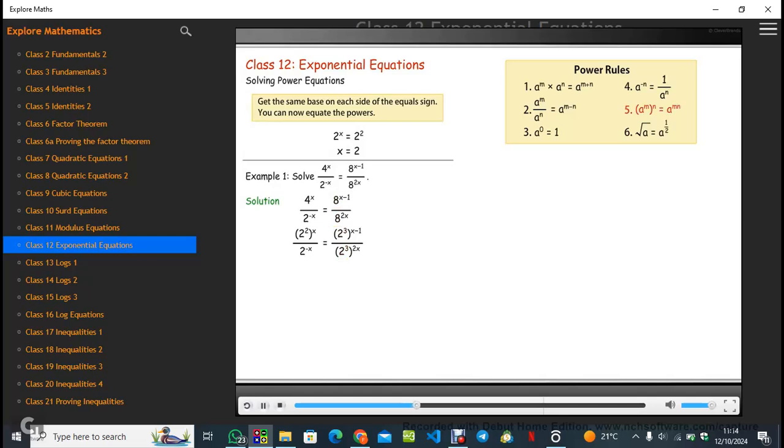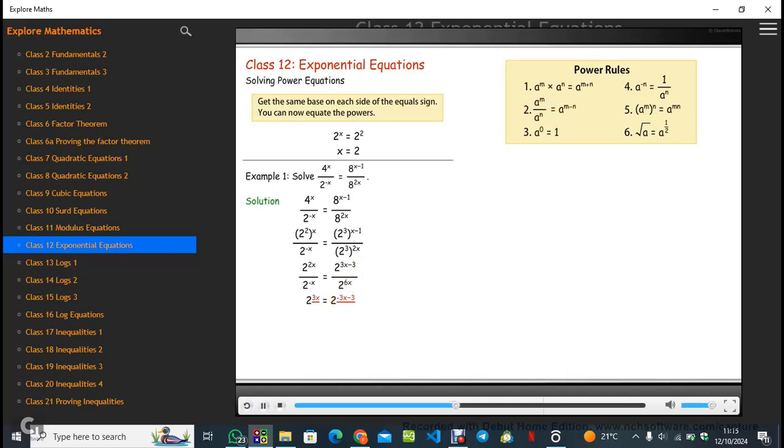Use power rule number 5 to get rid of the brackets. Multiply the powers together. Tidy up the left-hand side by subtracting the powers. You are using power rule number 2. 2x minus x is 3x. Tidy up the right-hand side in the same way. 3x minus 3 minus 6x is minus 3x minus 3.